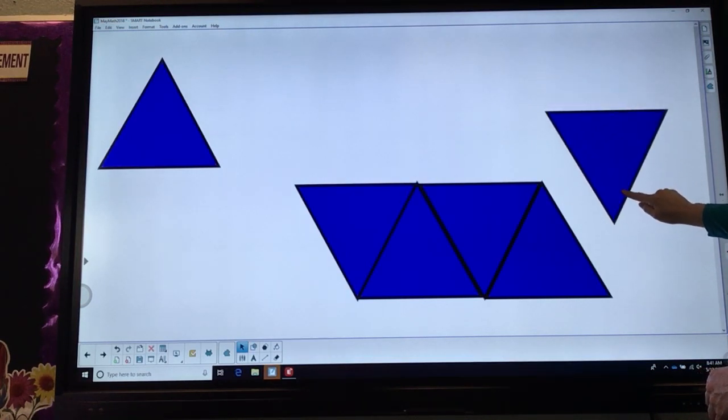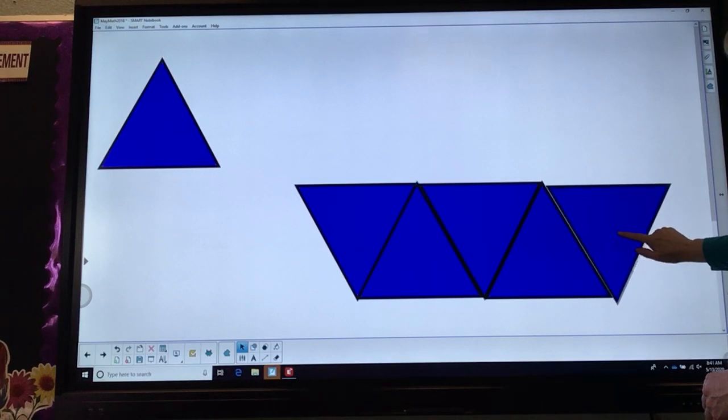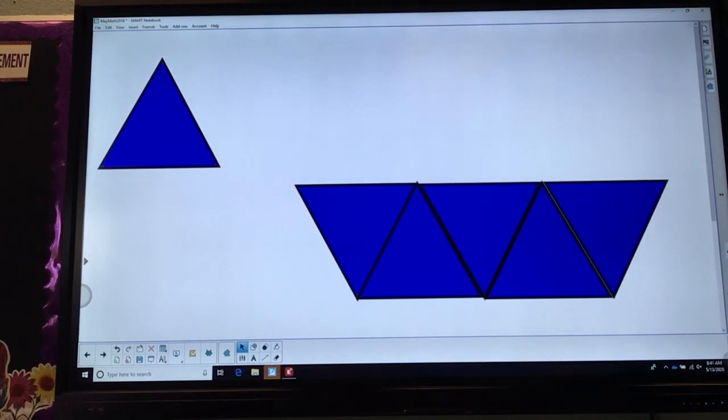Okay, and then I can put it into place. I can drag that down, and it fits. And we could keep those going forever and ever. Okay.